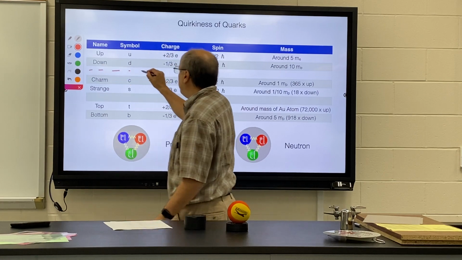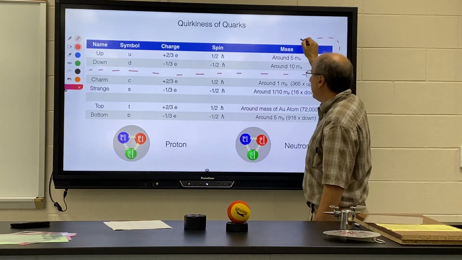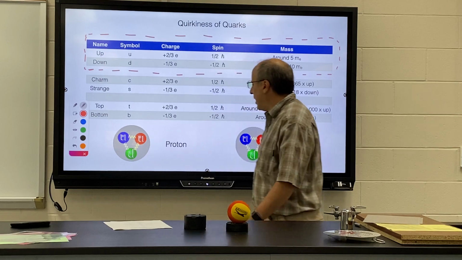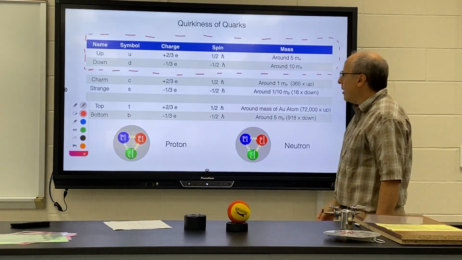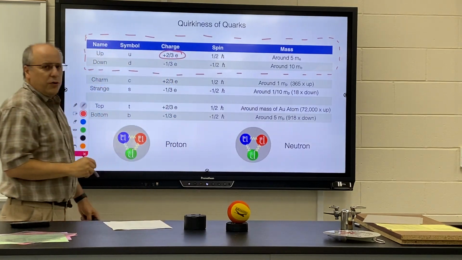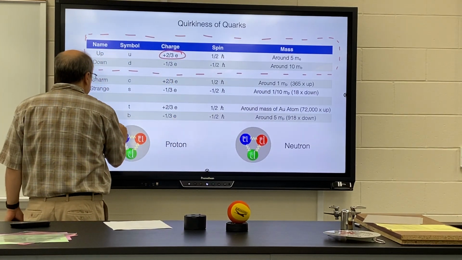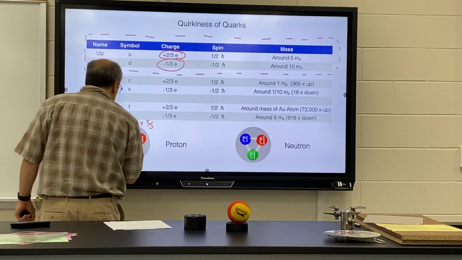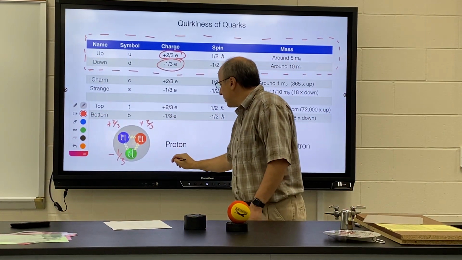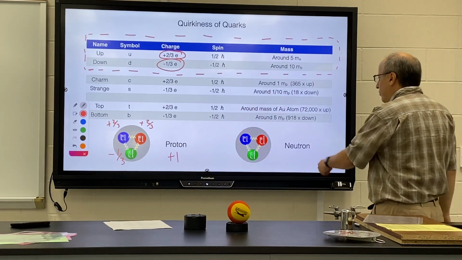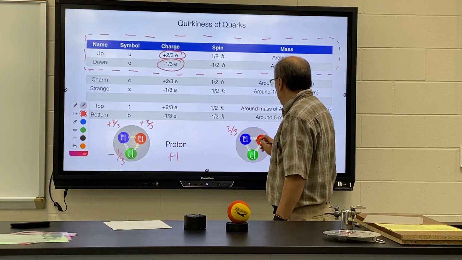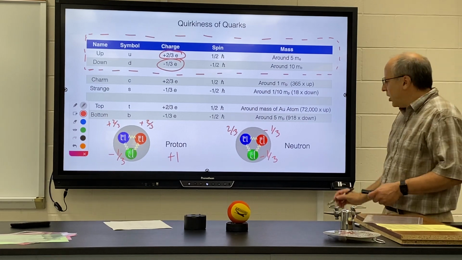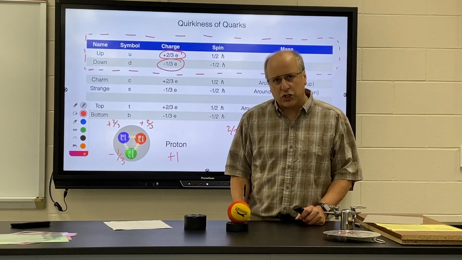Only 2 of them seem to be important for normal everyday matter, and they are the up quark and the down quark. As we saw, the proton was composed of 2 ups and 1 down. You'll notice the charge of the up is positive 2/3. So we have positive 2/3, positive 2/3, and then a down quark is negative 1/3. And when we put all that together, we get a net charge of the proton of positive 1. The neutron has 1 up, which is 2/3, and then a down, which is negative 1/3, and negative 1/3. And when you total up all the charge, the neutron comes out to have 0 net charge.